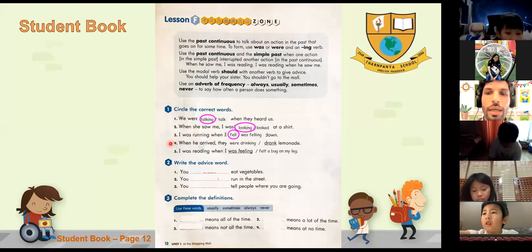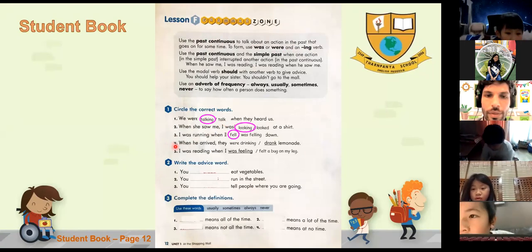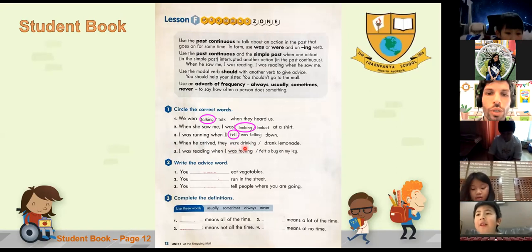Who wants to read now number 4? Who wants to read number 4? Number 4. When he arrived, they were drink or drank lemonade. Okay, listen. When he arrived, they were drinking or they drank lemonade. Were drinking. Okay, somebody else, do you agree?